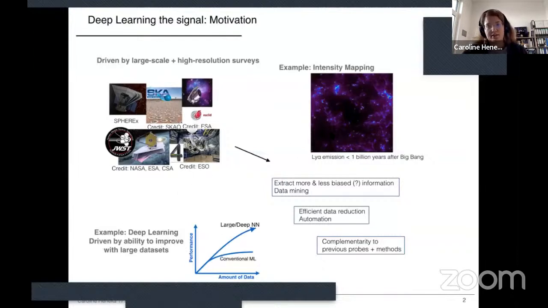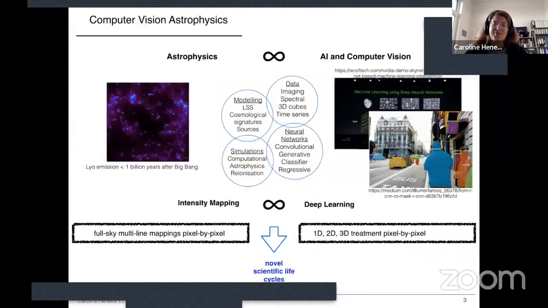But not only that, we'll come back to this. So especially for intensity mapping, this can be a nice match. If on the astrophysical side, we take intensity mapping and we compare or match this with computer vision, AI, and deep learning, both approaches are basically a pixel by pixel based approach that takes imaging or tomography and maps, which can be fused together, I think, on top of all the machinery that we already have, trying to create novel scientific life cycles that can complement all the hard work that we've already been doing, or are doing, in our fields.